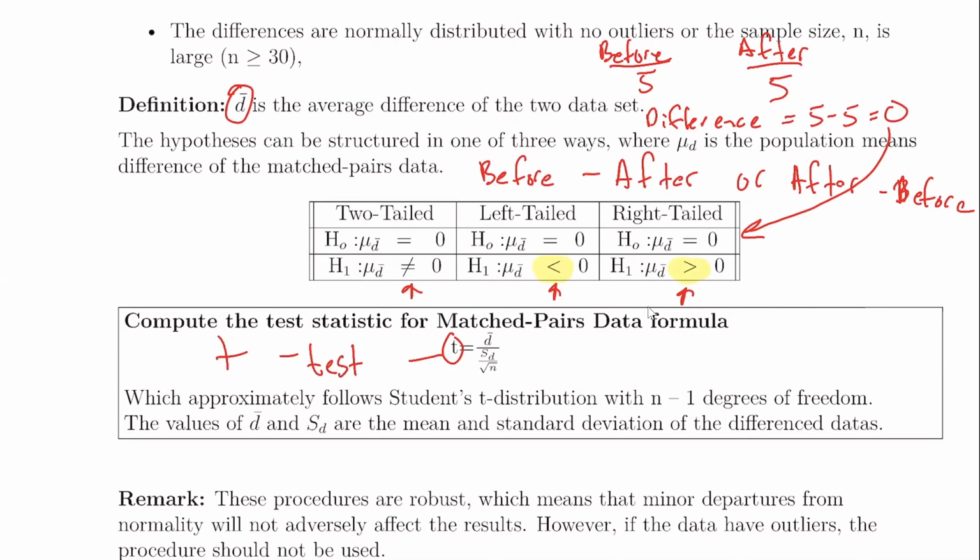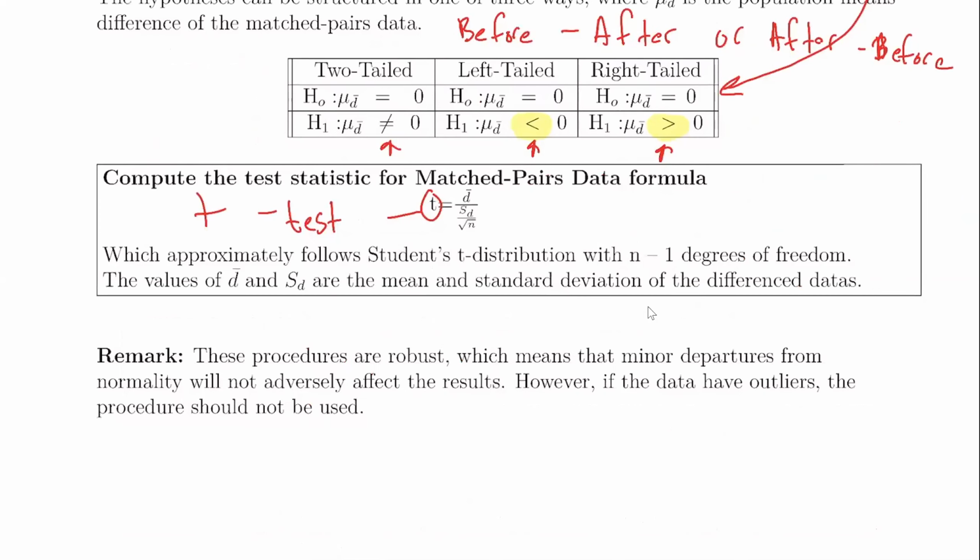All right, and also just remember for this one, we're going to be using the degrees of freedom. For degrees of freedom, you look at the differences, see how many numbers you have in the difference, and subtract 1. So if you have 10 before and after pairs, you do 10 minus 1.